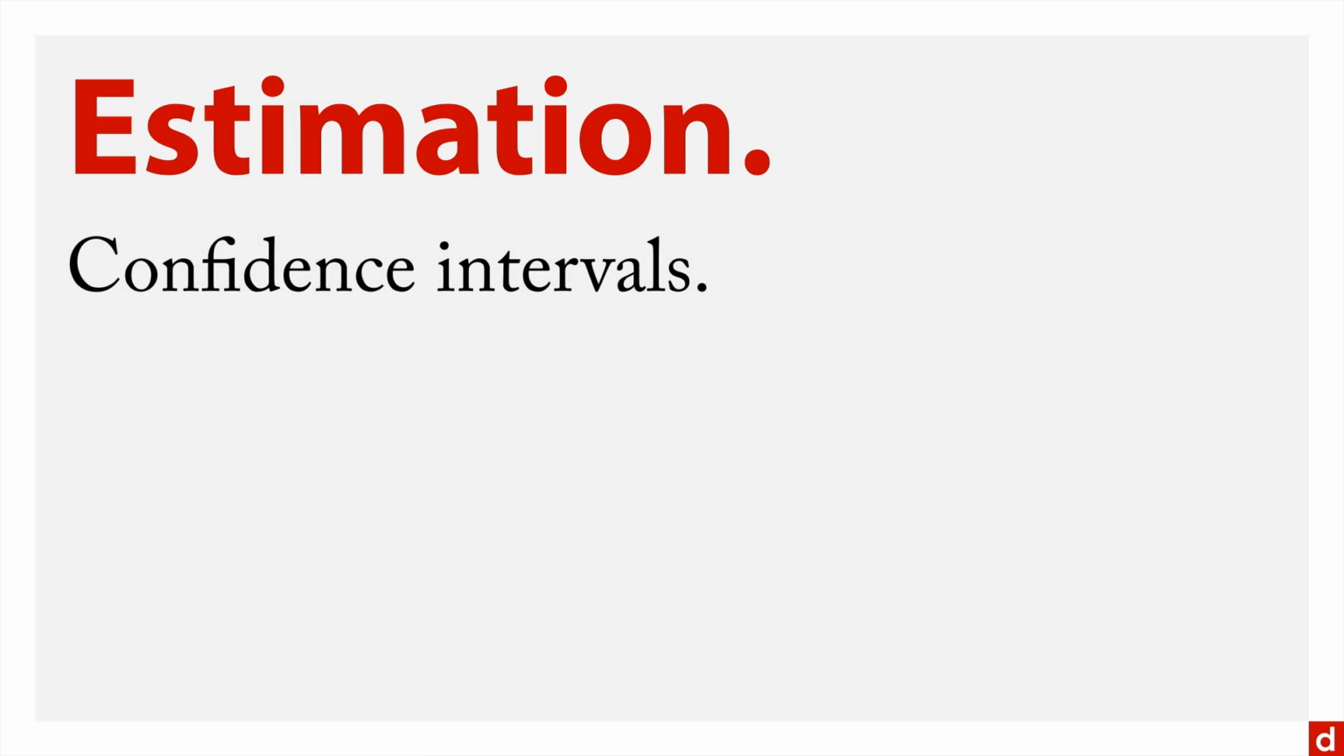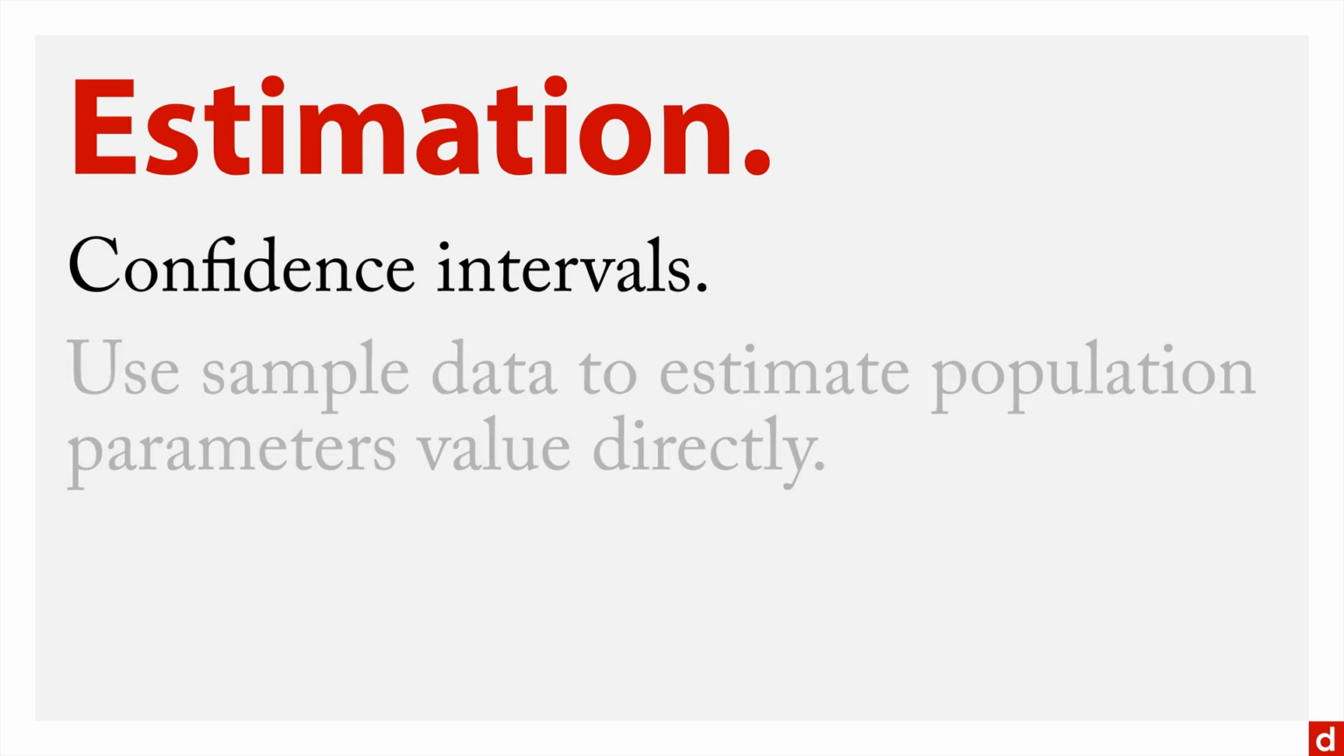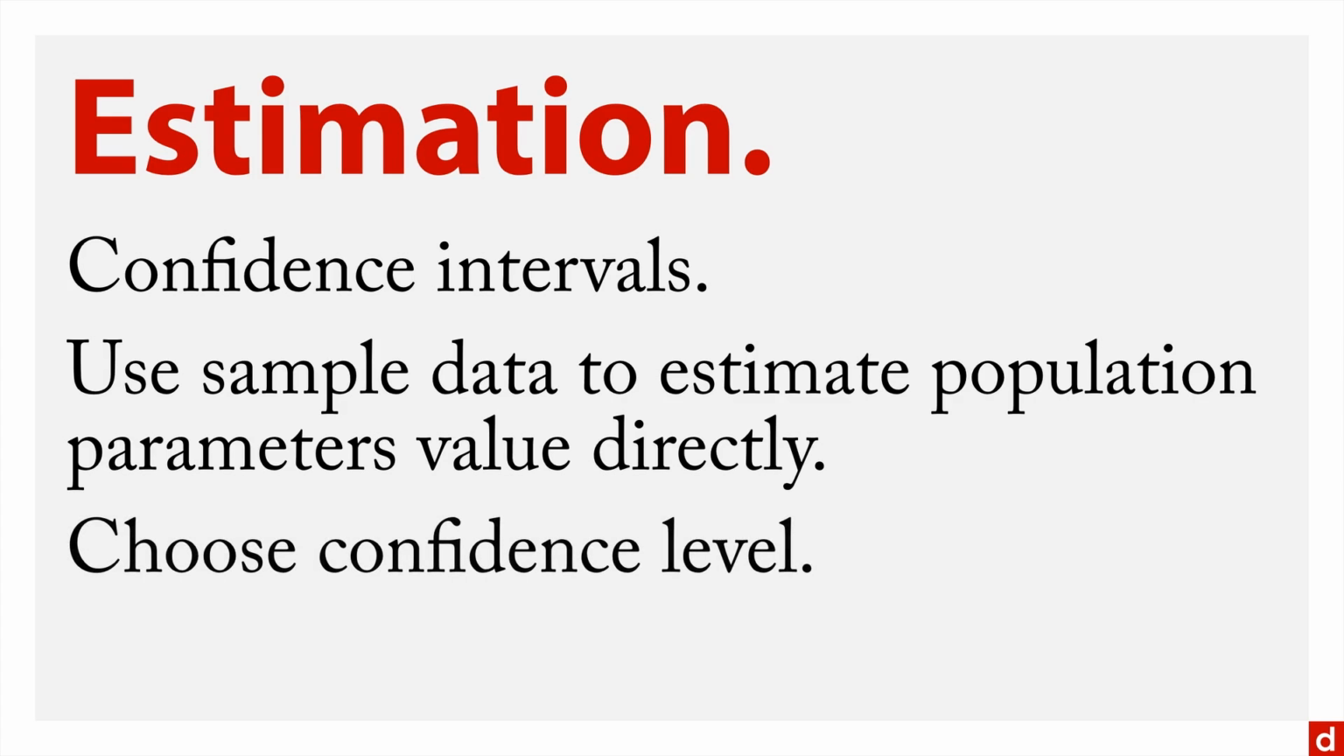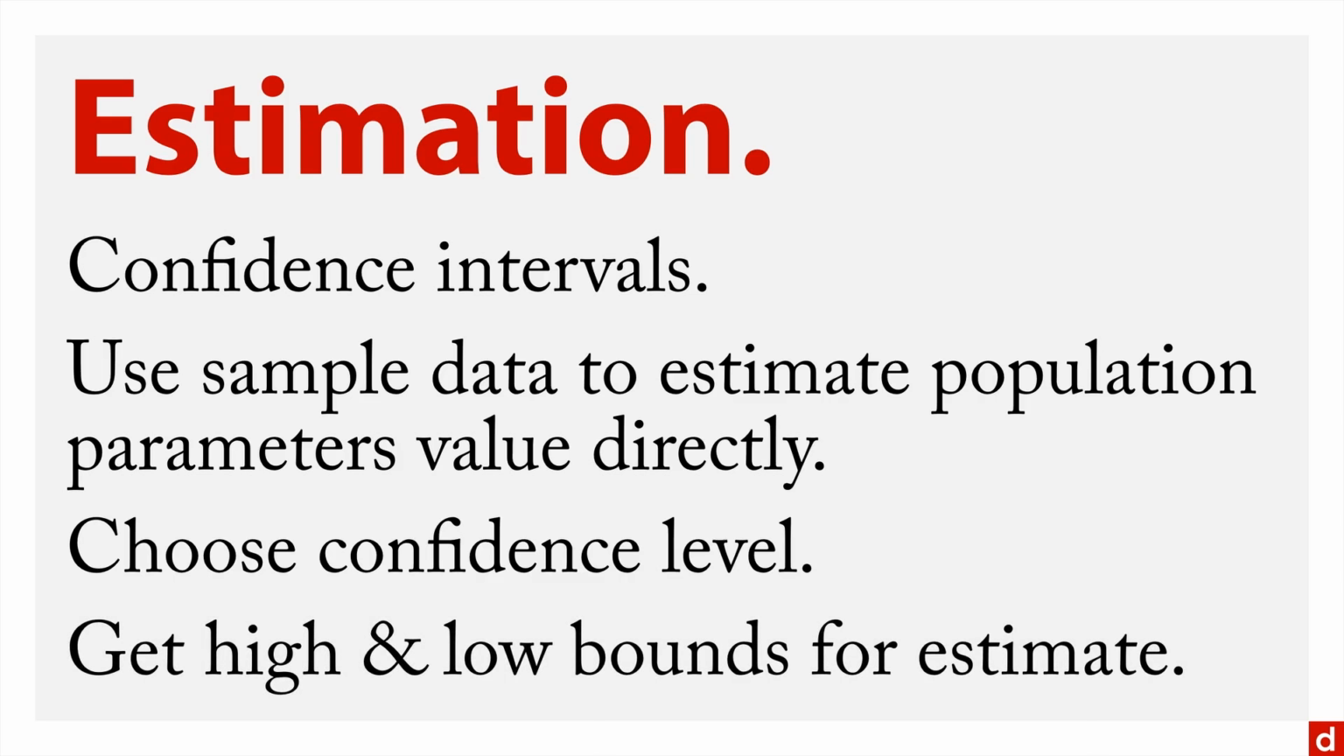The other most common version is estimation, which is, for instance, characterizing confidence intervals. That's not the only version of estimation, but it's the most common. And this is where you sample data to estimate a population parameter value directly. So you use the sample mean to try to infer what the population mean is. You have to choose a confidence level, you have to calculate your values, and you get high and low bounds for your estimate that work with a certain level of confidence.